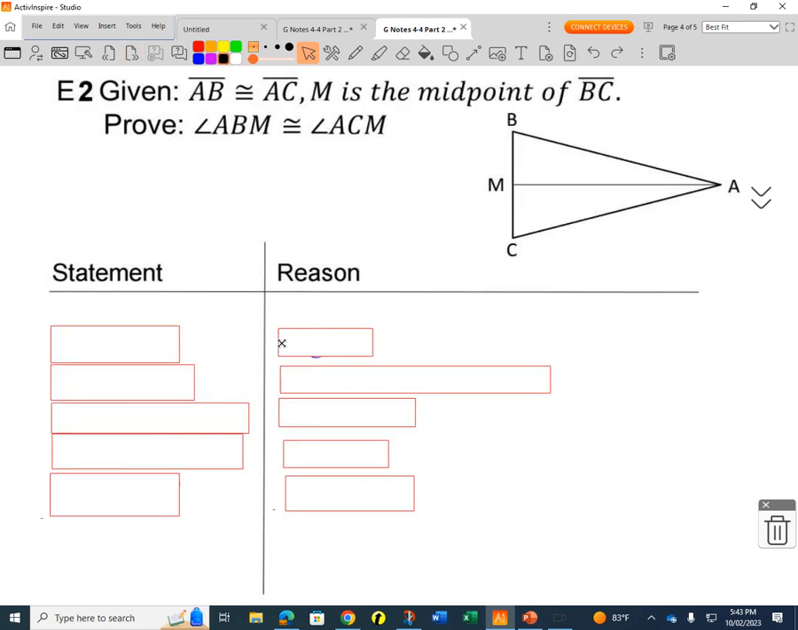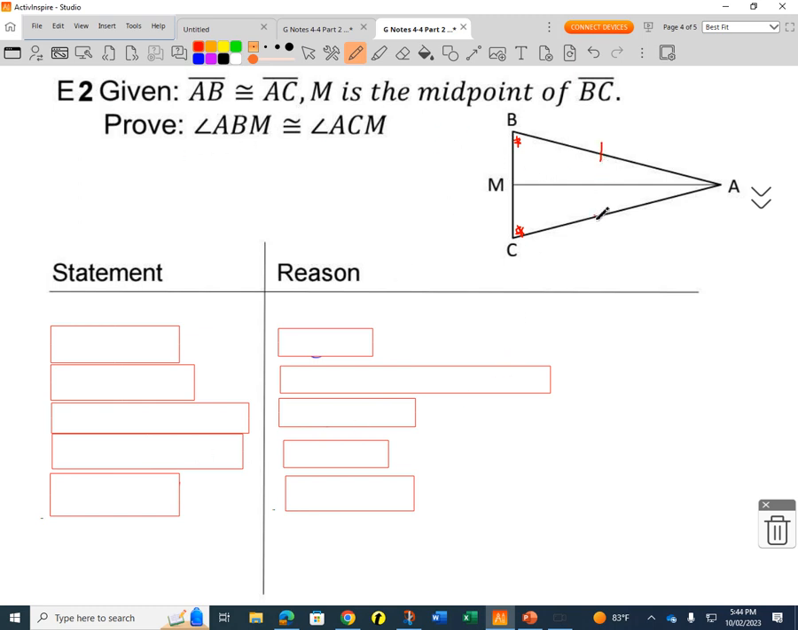So given that AB is congruent to AC and M is the endpoint of BC, we want to prove that angle ABM, so this angle, is congruent to angle ACM, this angle. So these are the angles we're stating are congruent. All right, so let's go and mark our given stuff.